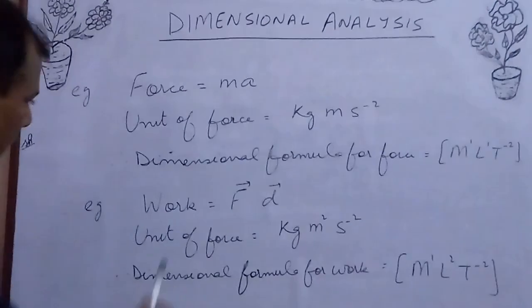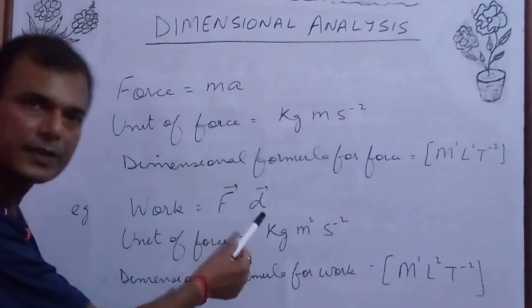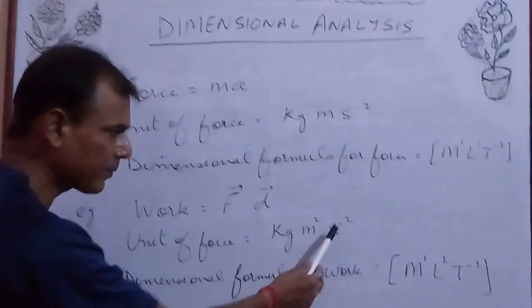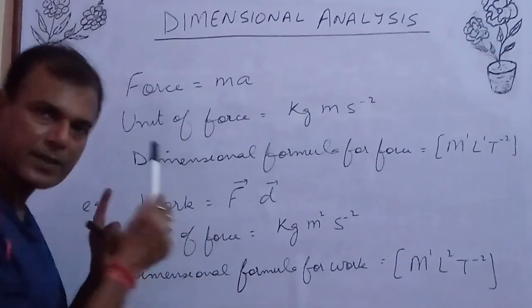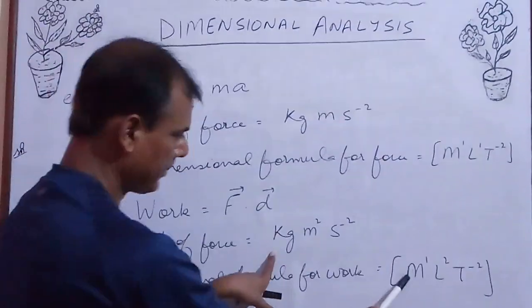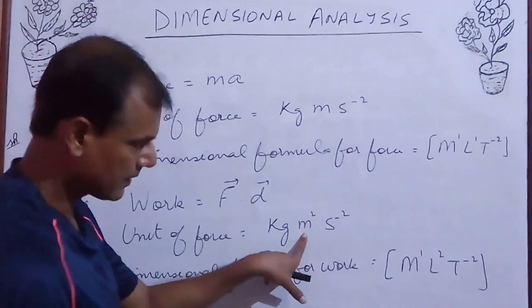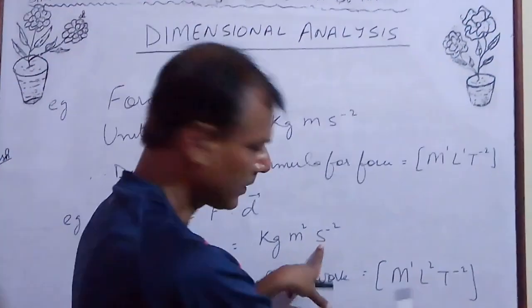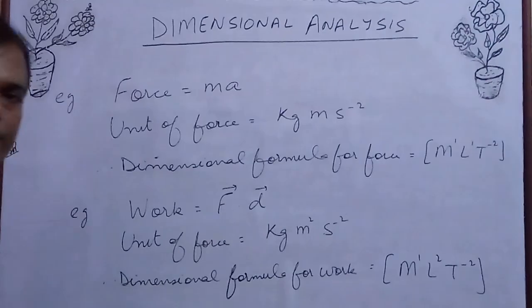Another example, work. Work is F dot D. The unit of work is kilogram meter square per second square. So the dimensional formula becomes M to the power 1, length to the power 2, and time to the minus 2. So this is the dimensional formula for work.